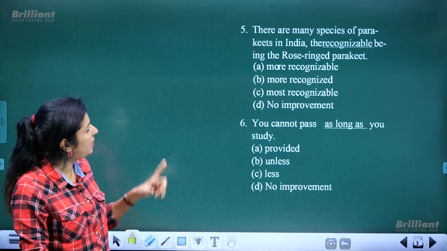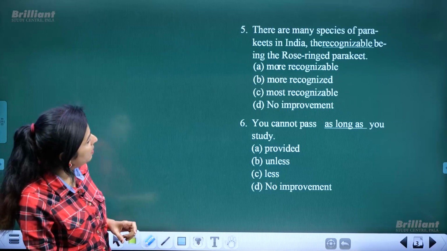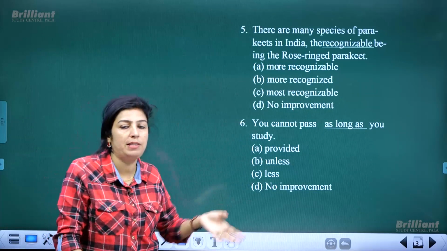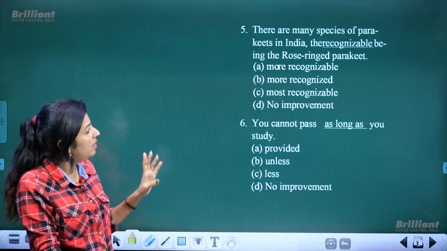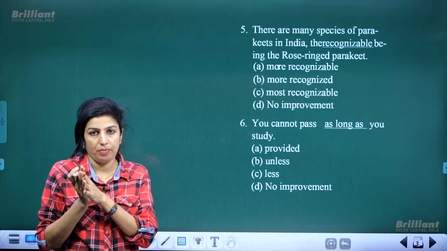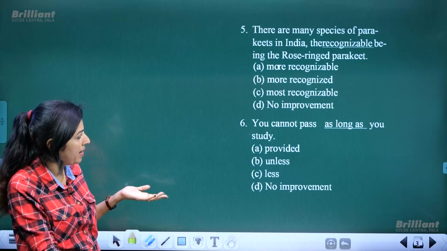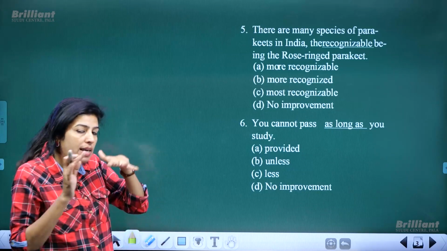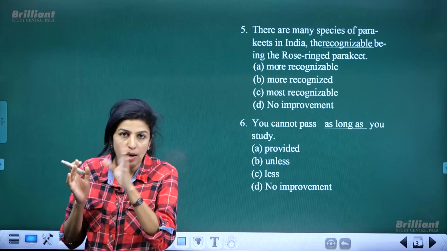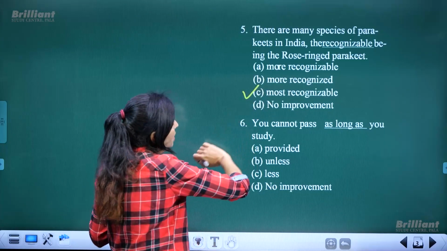Next also, there are many species of parakeets in India. The recognizable being the rose-ringed parakeet. So there are many varieties of species of parakeets, birds, in India. The recognizable being the rose-ringed parakeet. That means we are comparing with a group. When you make that comparison, you're saying that among all parakeets, this is the most recognizable one. That means you have to use the superlative degree there, right? So the most recognizable, not the recognizable.